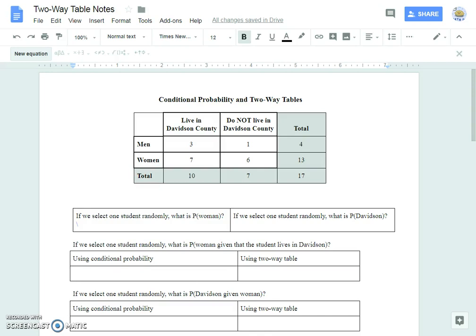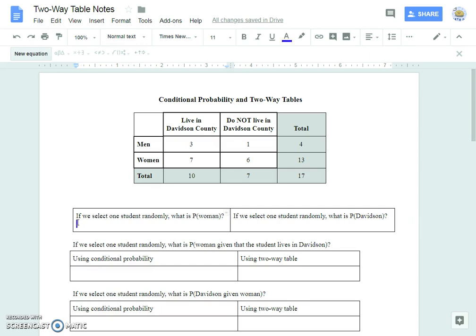We're going to talk about conditional probability and two-way tables. So you'll notice at the top we have what we call a two-way table. It tells us whether we have a man or woman and whether they live in Davidson County or do not live in Davidson County. So we want to compute several different probabilities.